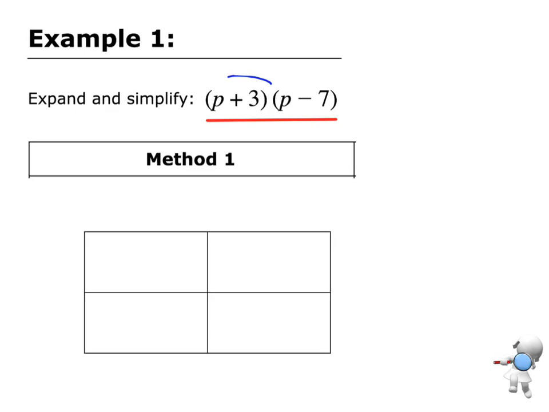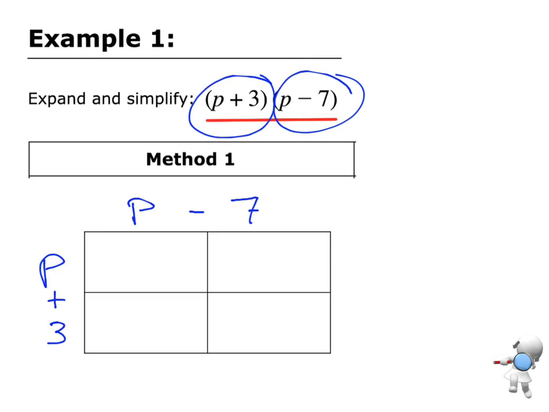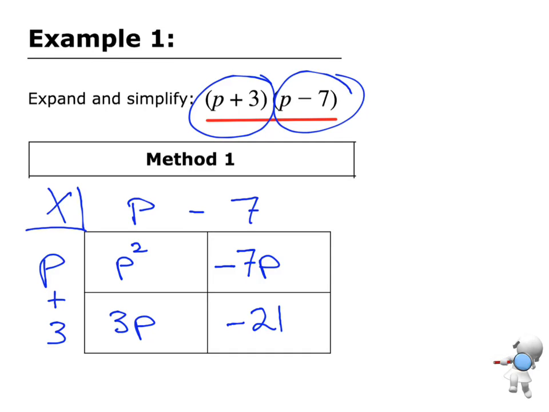So I'm going to take that first bracket and split that out, p plus 3. Then I'm going to take the second bracket and put that on the top, p take away 7. Now I'm going to treat this as a multiplication grid and multiply these. I get p times p, which gives p squared. P times minus 7 gives minus 7p. 3 times p gives 3p, and 3 times minus 7 gives minus 21.